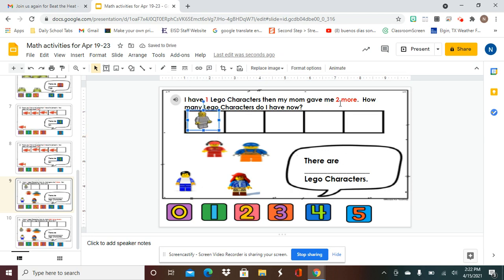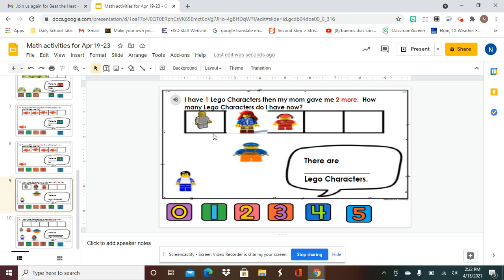Then my mom gave me, how many more did she give me? She gave me 2 more. So I'm going to move 2. I like her, so I'm going to move her. And maybe him up here. Okay. Remember, it's 1 Lego character per square.